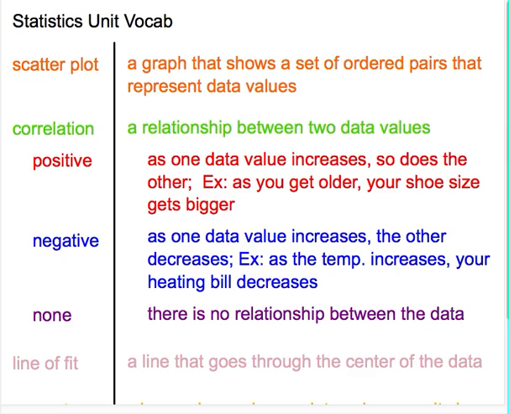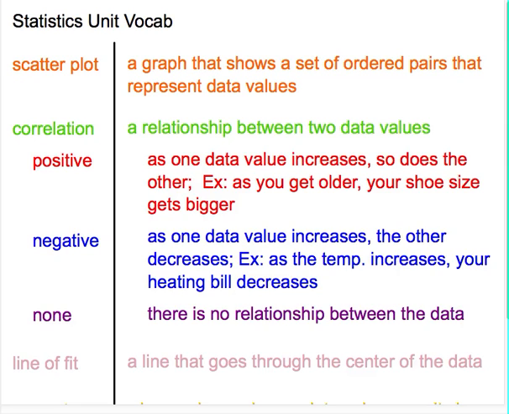Two types of correlation, positive and negative. Positive correlation would be as one data value increases, so does the other. So for example, as you get older, your shoe size gets bigger. There's a correlation between your age and your shoe size that's positive because they both increase together. A negative correlation would be when one data value increases, the other decreases. So notice for positive, they both increase or they're doing the same thing. For a negative correlation, they're doing opposite things.